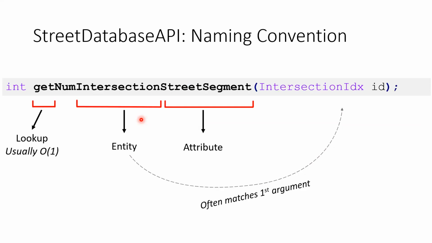So the naming convention of all of the functions in the street database API will follow this. Get means that you are getting something, and this operation usually is O(1) complexity. Intersection means that you are passing in an intersection index, the entity we're looking at. Street segment means that this is the thing that we are looking for. And because we have the num here, it means that we have an intersection and we're looking for the number of street segments.